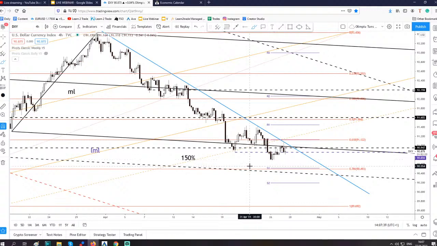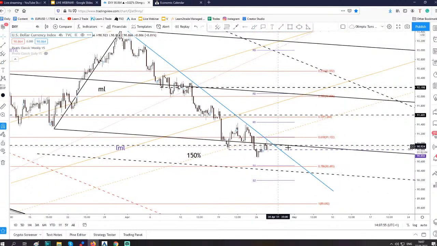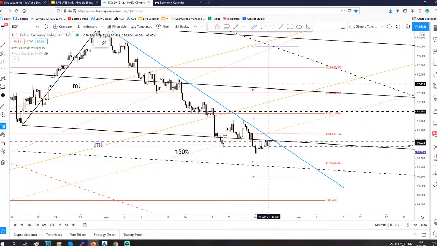It has dropped right below 90.85, also below the 90.94 support area, below this 150% Fibonacci line, which represented a dynamic support, and also below this lower medium line of the descending pitchfork. Now it has registered only a false breakout above these immediate resistance levels, so the bias is still bearish here, as you already know from my previous live webinars, from my analysis.